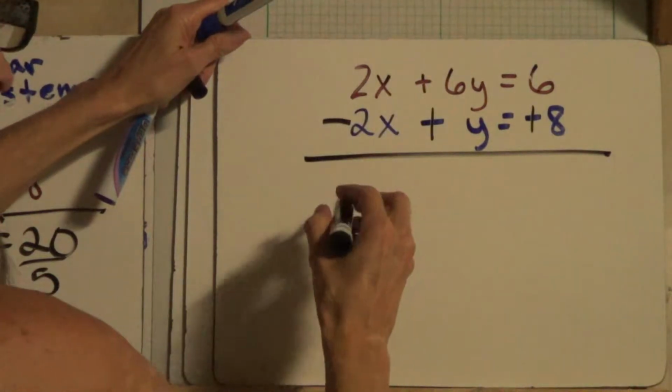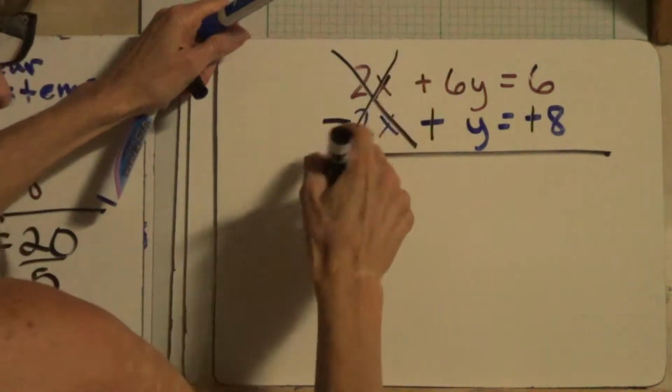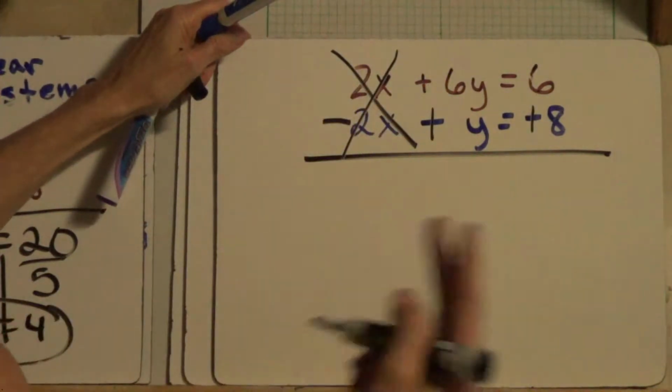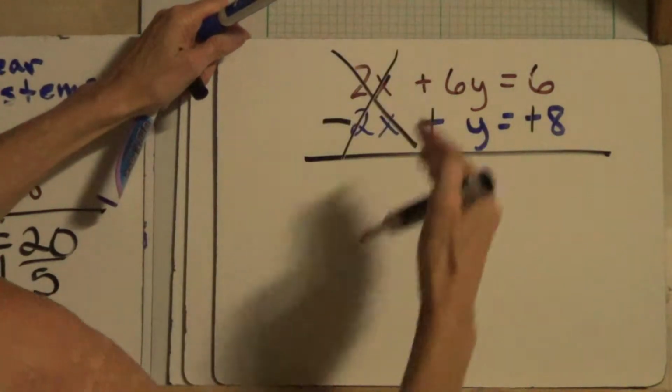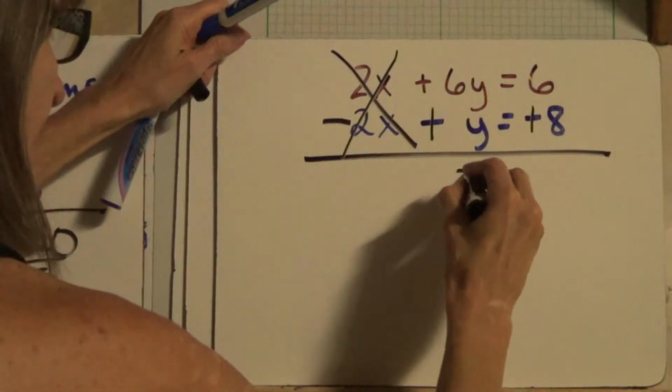2x minus 2x would wipe out, that's 0, because these are all red, those are all regular color, and so they wipe out as a 0 pair. 6y plus y would be 7y.